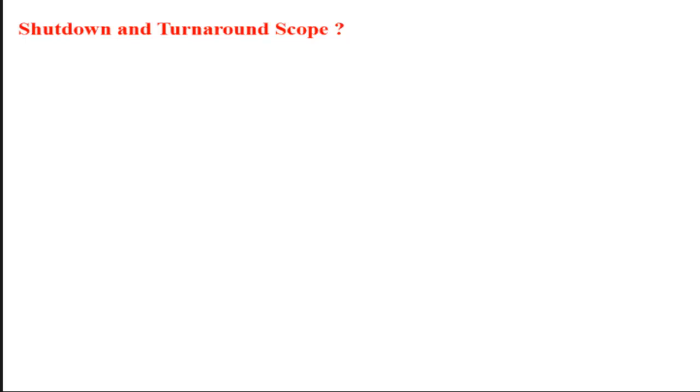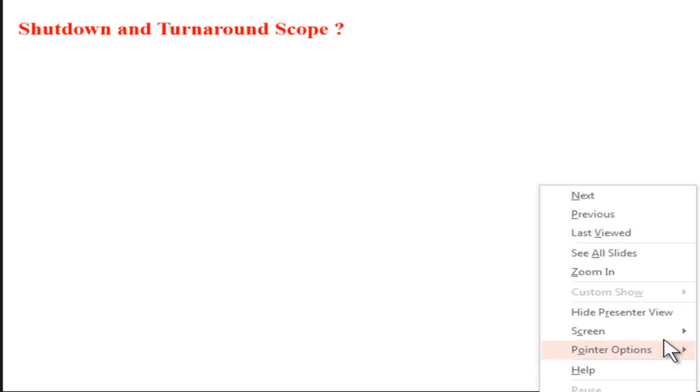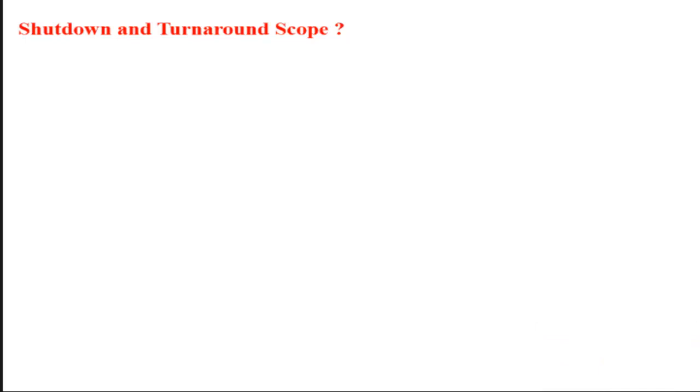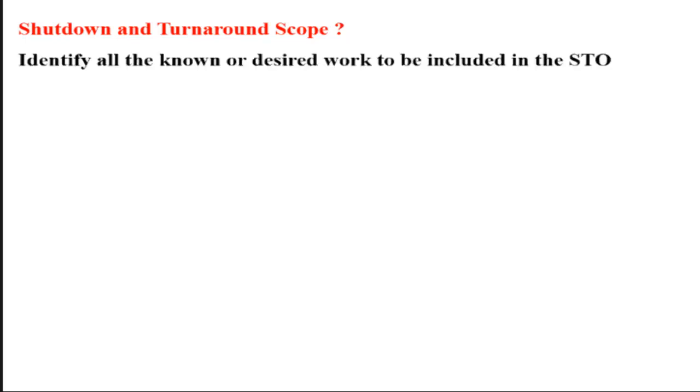Scope is to identify all the known or desired work activities and maintenance activities, and whatever actions will be included in this project, in the STO project. That will include all the work and the activity details.